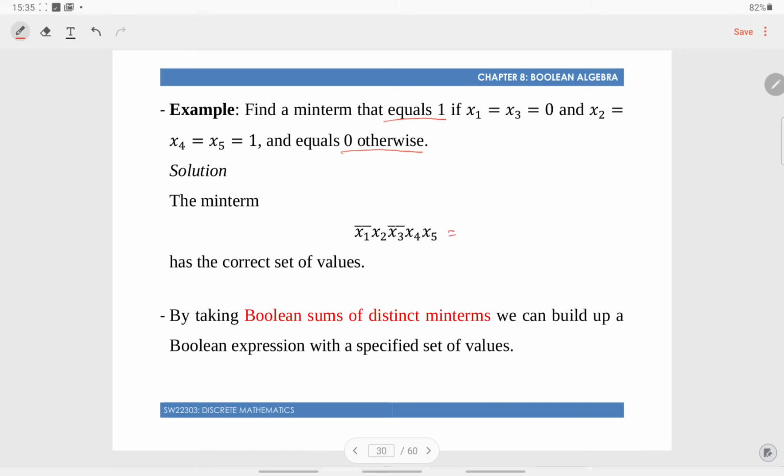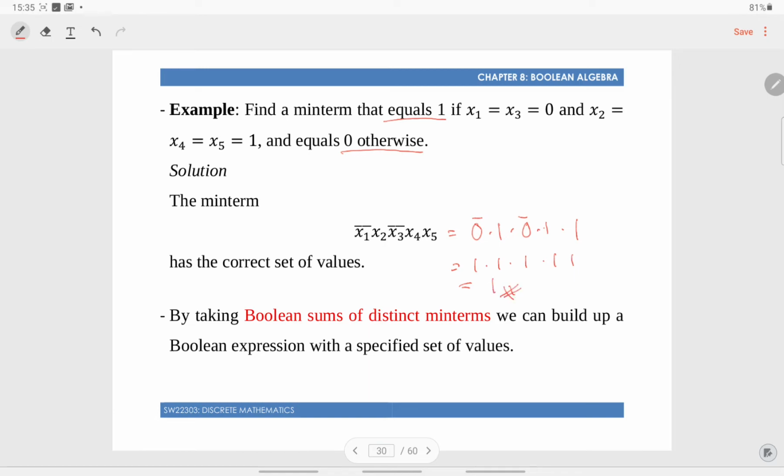So let's see what the answer is. We have x1 equal to 0, so 0 complement equal to 1, times x2 equal to 1, times x3 equal to 0, so 0 complement equal to 1, x4 equal to 1, times x5 equal to 1. So we have 1 times 1 times 1 times 1 times 1, and the final answer, because this is the product of values equal to 1, is 1. So that's the answer.